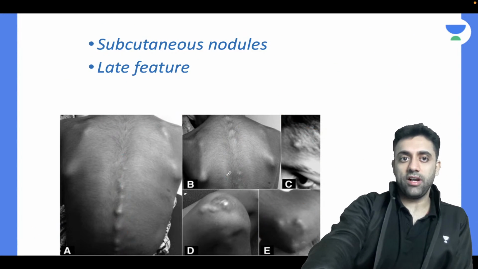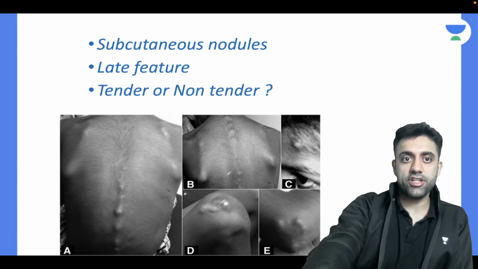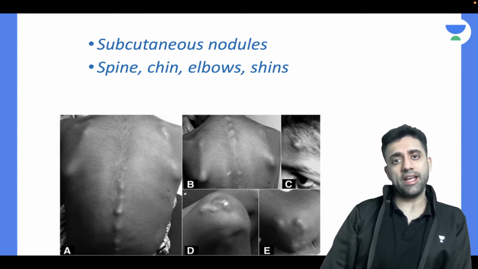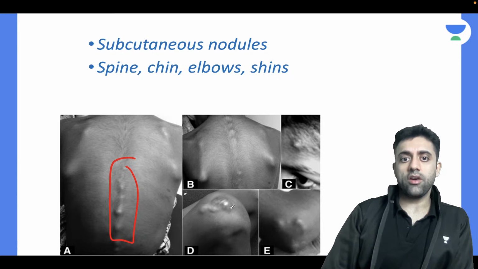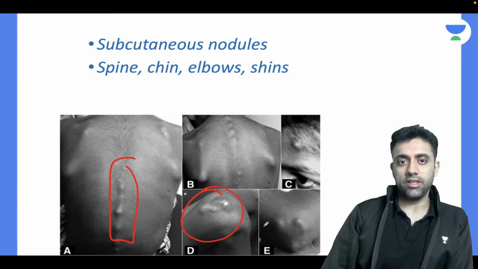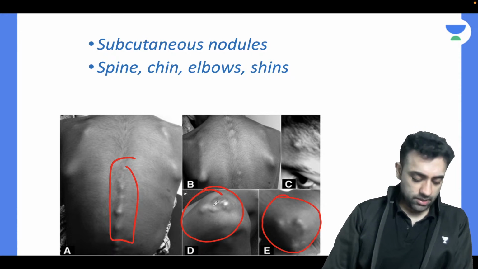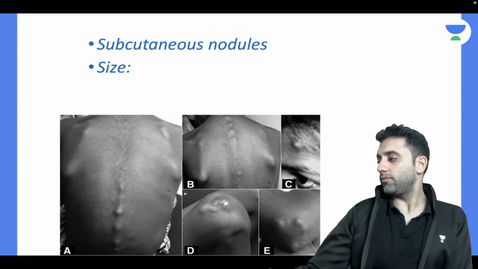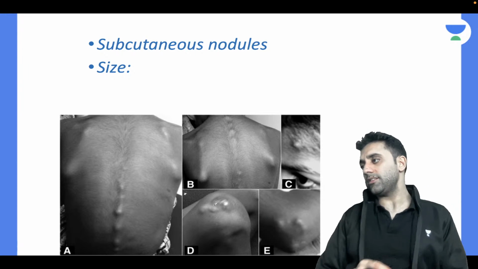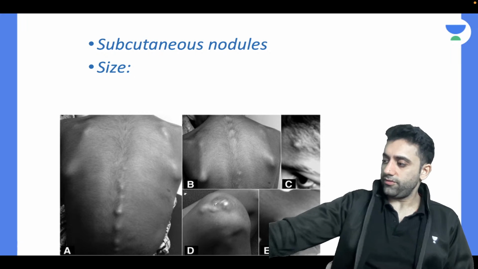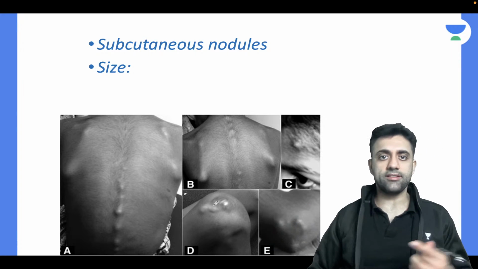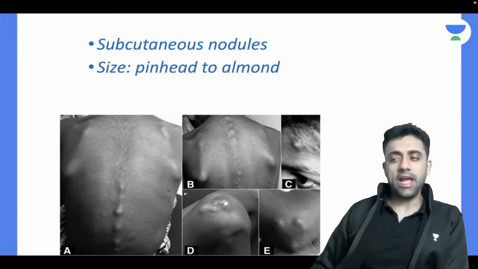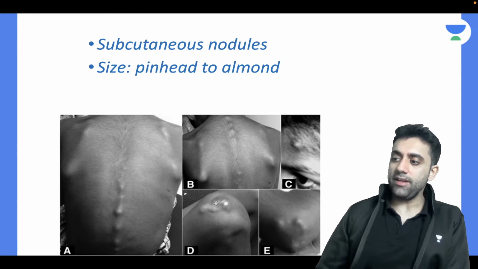So subcutaneous nodules, number one, it is a late feature. That's also another question. Tender or non-tender? They are usually non-tender, and they are usually on the spine, on the elbows, and on the shin bones also. These are things you should know. Very good, pancake. And also, what is the size of these subcutaneous nodules? Any random guesses? Are they big or small? They are usually pinhead to almond size.